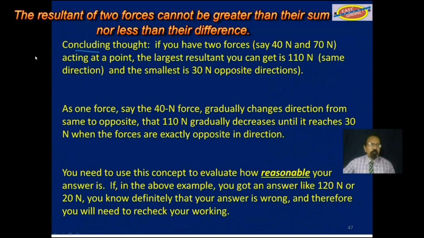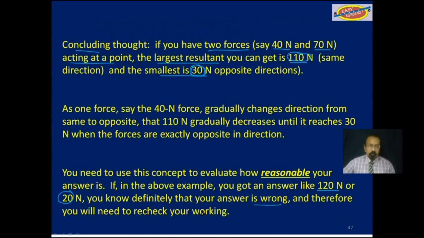Concluding thought on this: if you have two forces, say 40 newtons and 70 newtons, and they act at a point, the largest resultant you can get is 110 if they're acting in the same direction. And the smallest you could get is 30 newtons if they are acting in opposite directions. So when you do a question and you find that your answer falls outside of the 110 and the 30, so it's greater than 110, so you get 120, or you get 20, you know definitely that your answer is wrong. So you need to recheck it and make sure you have the correct working.